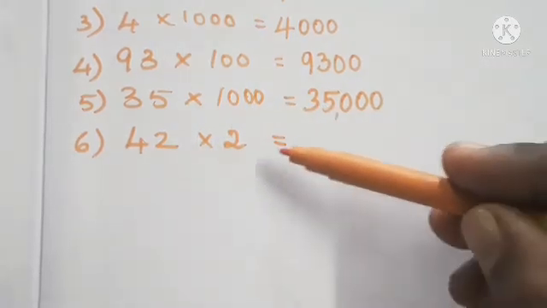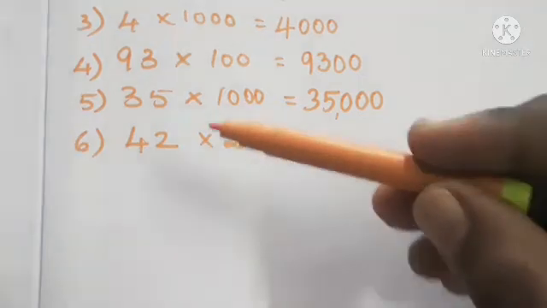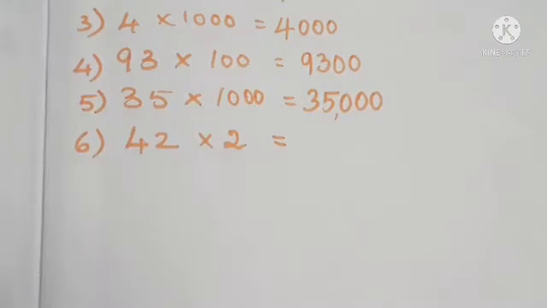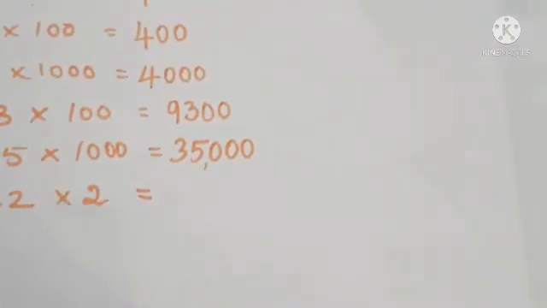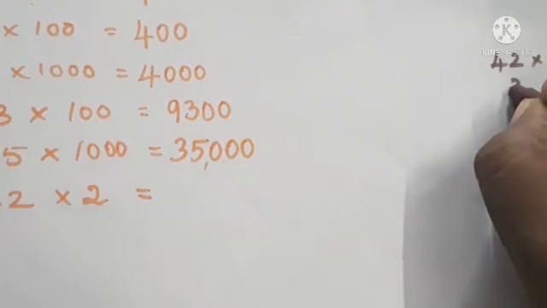But here it's 2. It's not 10 or 100 or 1000, but here we have 2. So first we have to multiply the 42 with the 2. So we can do it as rough work. Okay, this is rough work. So 42 into 2.